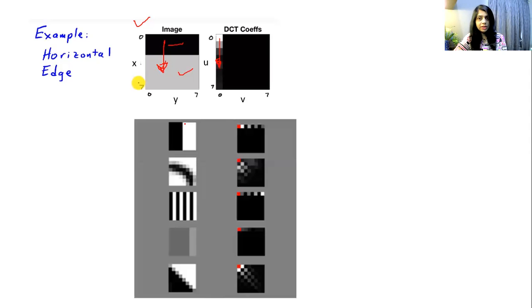Similarly, if you see this image, here variations are in this direction. Variation is not in this direction because here it is completely black, here it is completely white. Now in this direction it is changing from black to white. So your DCT coefficients will be like this. Here variations are more, so you can see DCT coefficients are also like this. The basis function is like this.